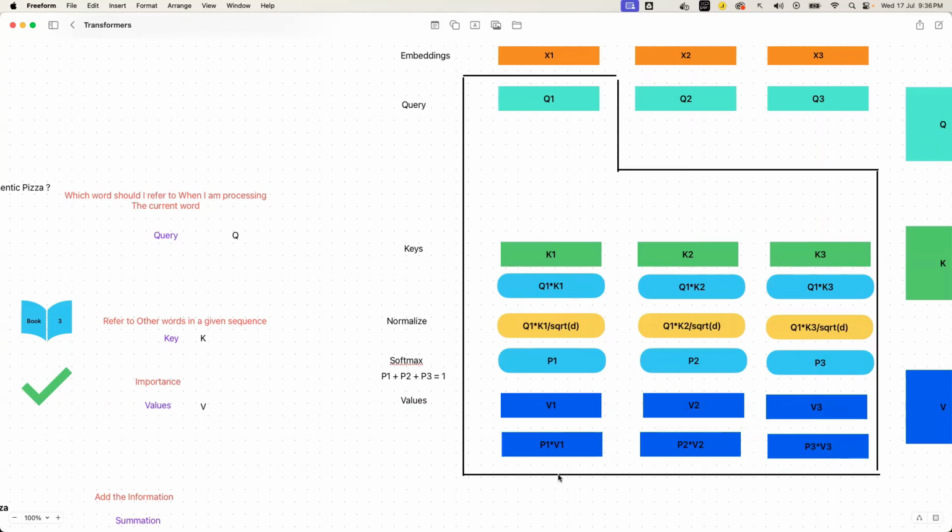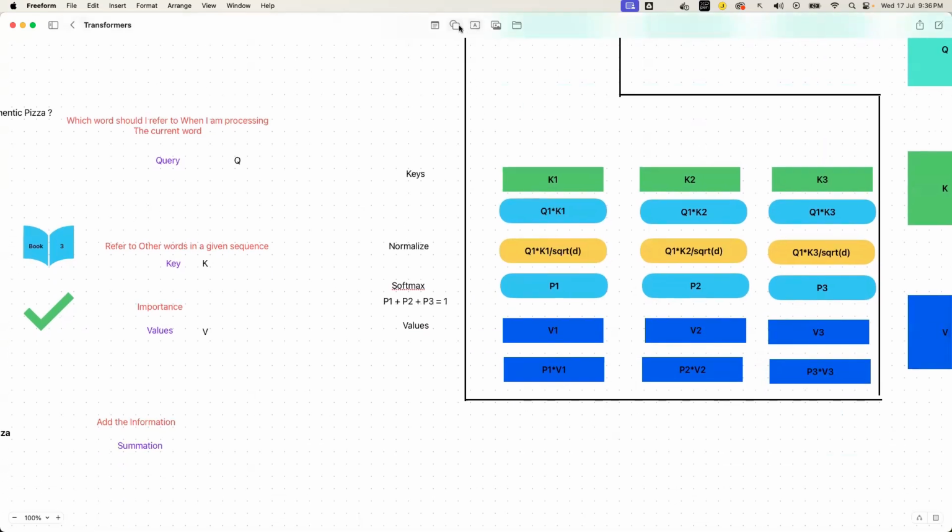Now once I have it, I would go ahead and perform the summation. The output that we get, we'll call it Z. That's the output of self-attention. We call this self-attention. Let me highlight it in a different color to show that this is a different step.